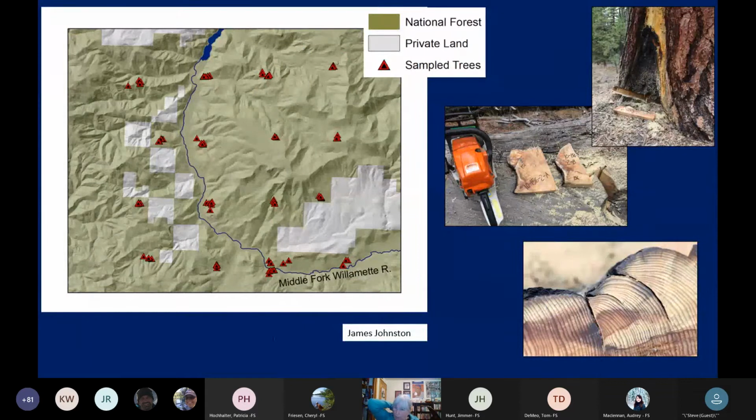And James Johnston has started a fire history project because of what we've been seeing down at the south end of the forest, where he has been coring or sectioning close to 900 trees, I believe, and dating fire scars from those trees.